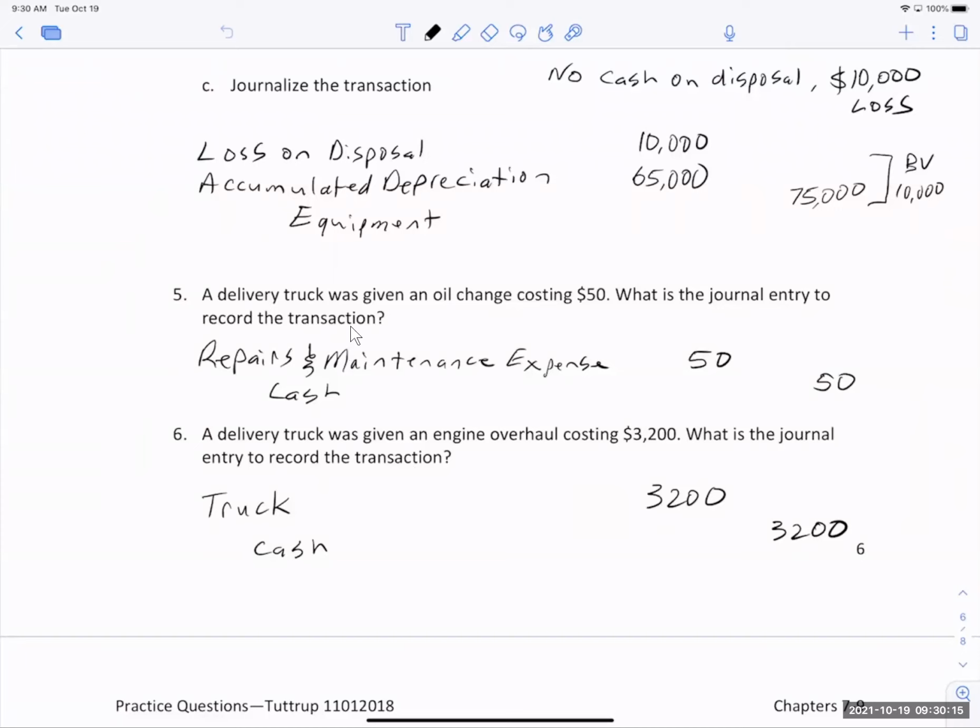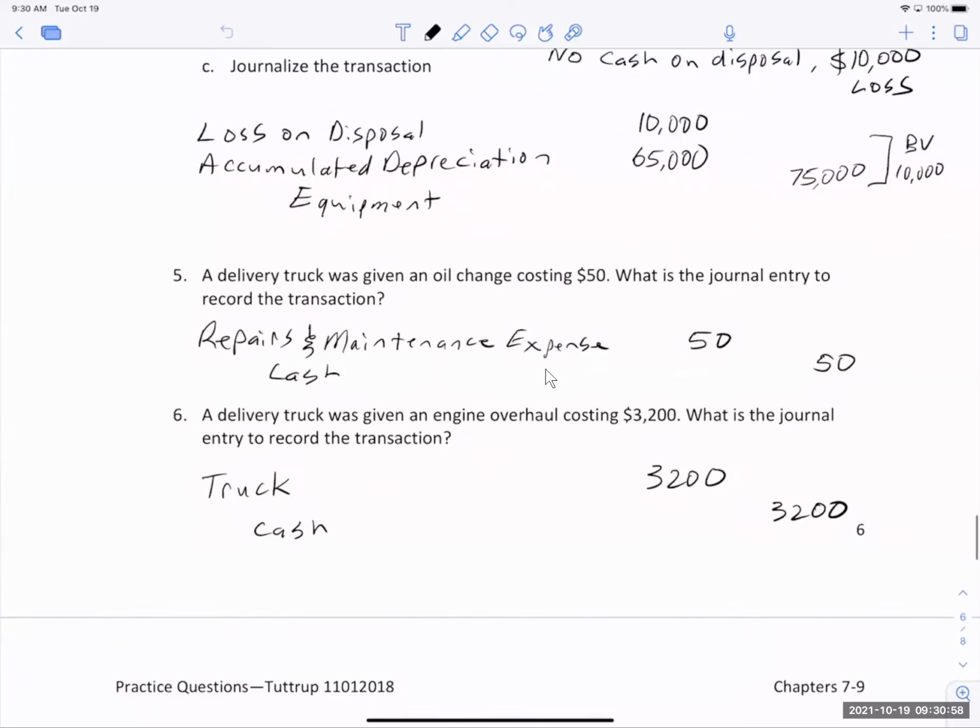So here, a delivery truck was given an oil change costing $50. Well, that's a journal entry. An oil change is just regular maintenance. You say, well, if you don't change your oil, you're not going to extend your life. That's true, but it's normal maintenance, right? It's assuming that you're supposed to do an oil change just to get the regular life. But the oil change doesn't extend it past what it was intended to do, right? So that's why an oil change would be repairs and maintenance.